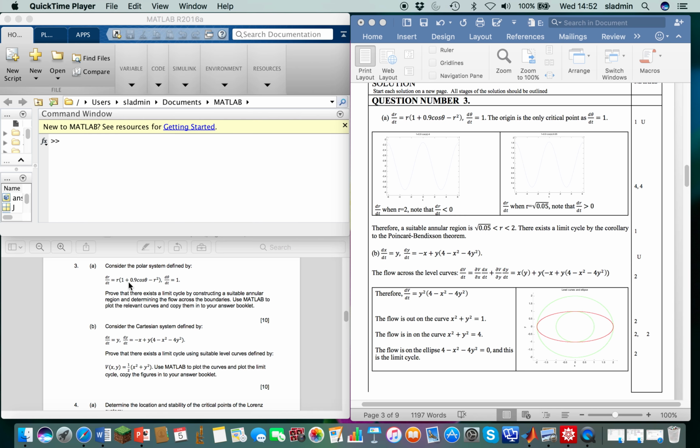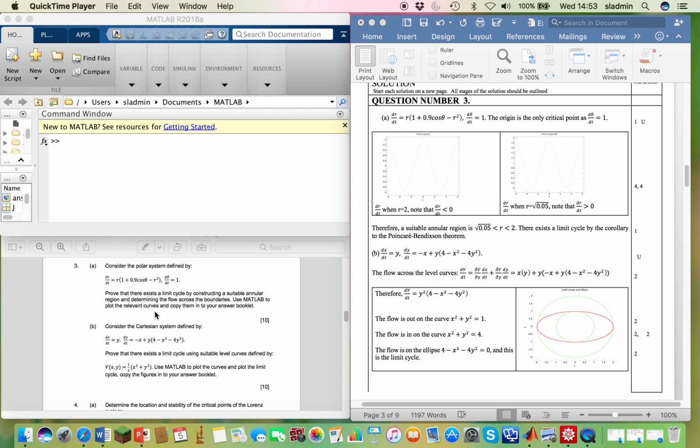Question 3 from the 2016 paper for Dynamical Systems and Chaos. In 3a, we've got a polar system and we want to prove that there exists a limit cycle. And in question 3b, we have a Cartesian system and we want to again prove that there exists a limit cycle and find a trapping region for that limit cycle.